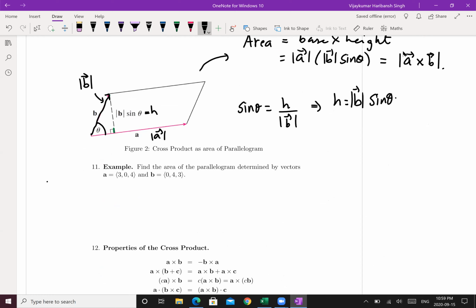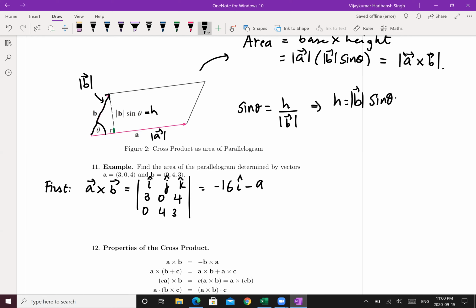So we have first, let's compute A cross B. So A cross B is, again, I'm going to use the ijk formalism. You can use directly the algebraic formula. So 3 0 4, 0 4 3. Now that is going to be i times, now I'm going to write the solution directly. So minus 16 i, and minus 9 j. And then k, 12k plus 12k.